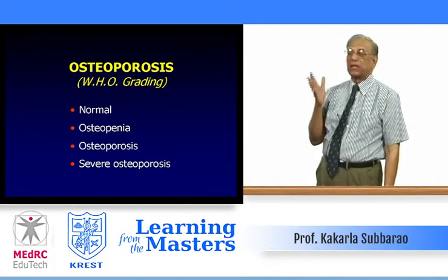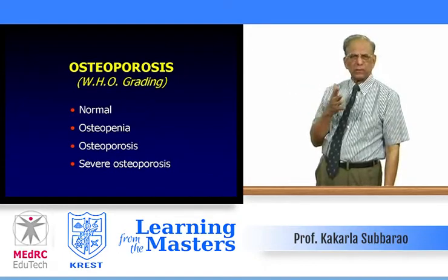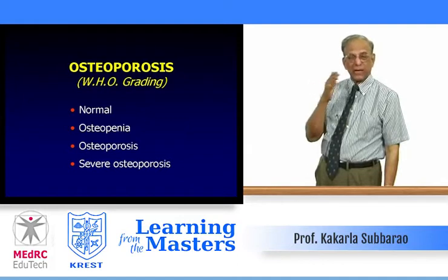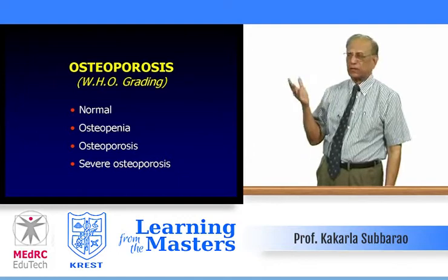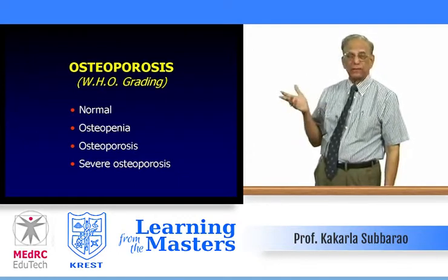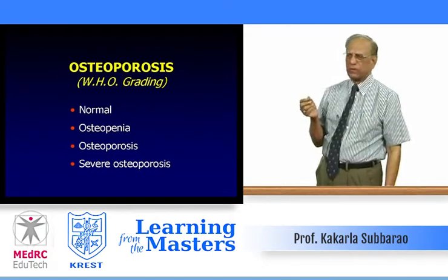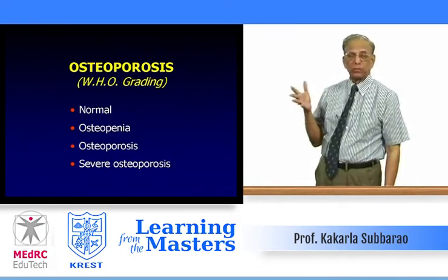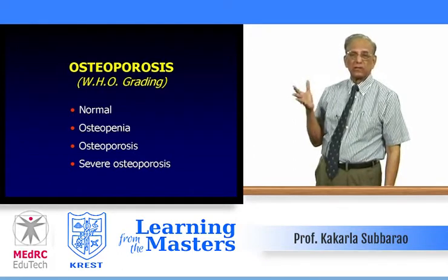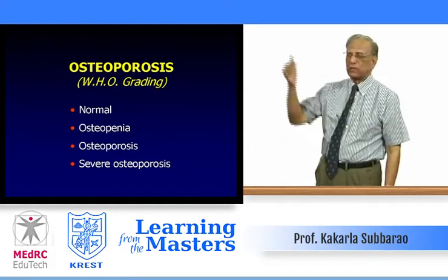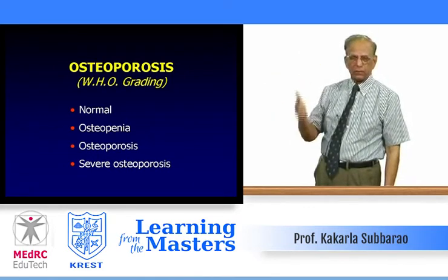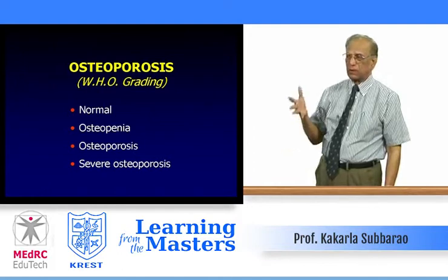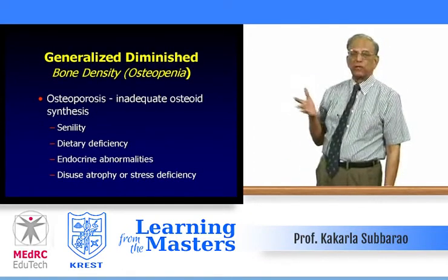The World Health Organization has graded osteoporosis. Radiologically, it may be normal, but still there is osteopenia. As age advances, frankly, osteoporosis starts even at the age of 40 and slowly progresses until old age. The normal, then osteopenia, that is poor bone formation; then osteoporosis, porotic, that is because of the protein loss; and of course severe osteoporosis. These are the grades. In other words, radiologically it may be normal, still the patient has osteopenia, osteoporosis, and severe osteoporosis. Generalized diminished bone density, we call it osteopenia.